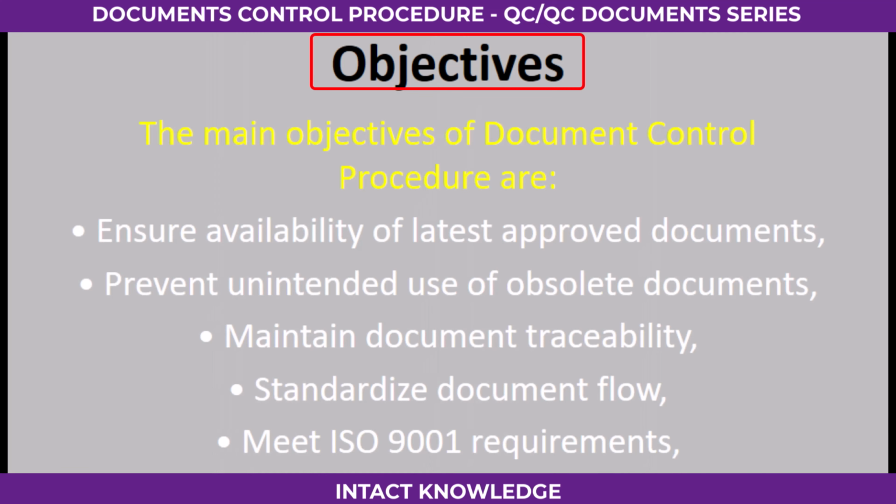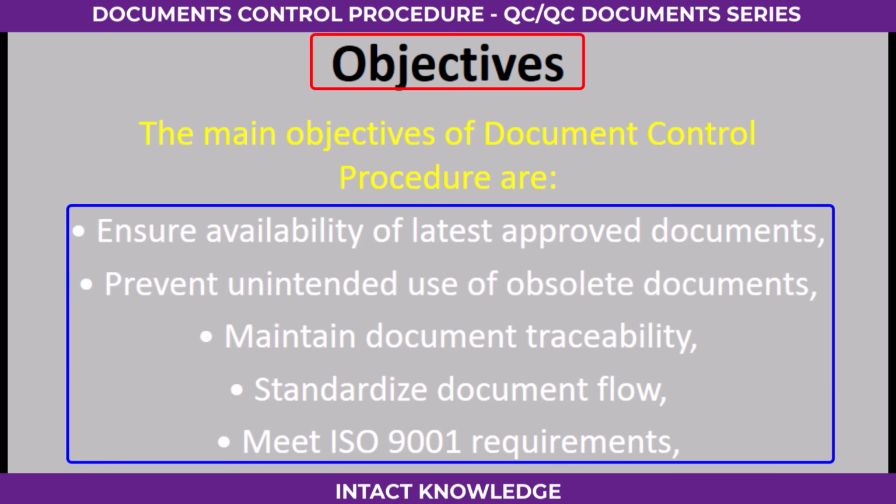Objective of document control procedure. The main objectives of document control procedure are ensure availability of latest approved documents, prevent unintended use of obsolete documents, maintain document traceability, standardize document flow, meet ISO 9001 requirements.